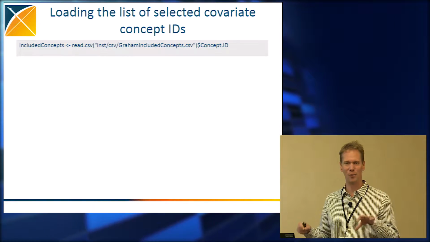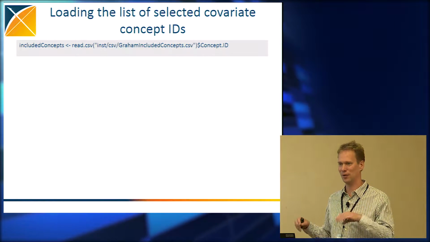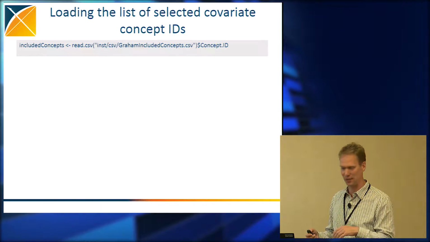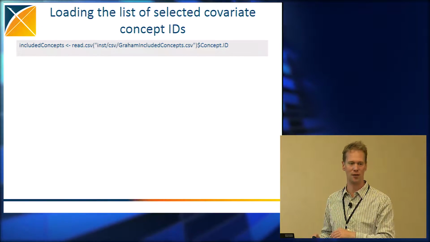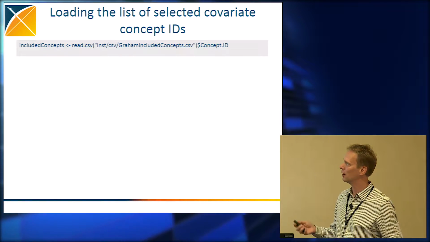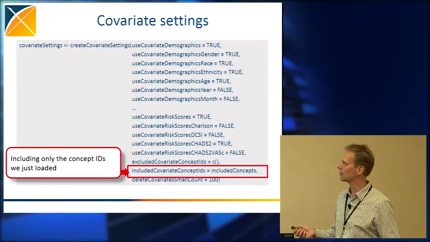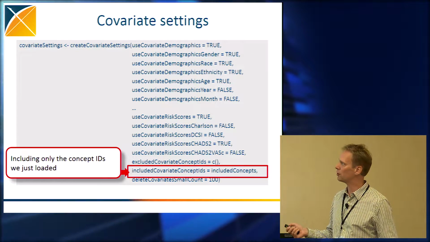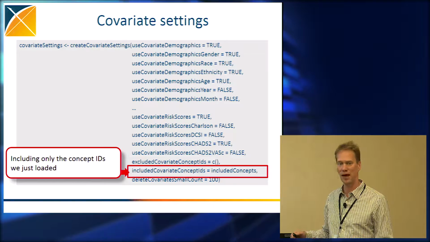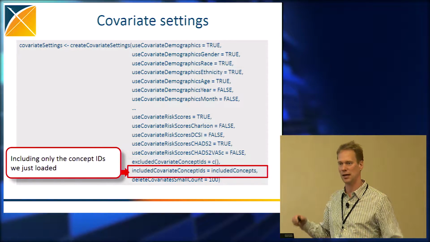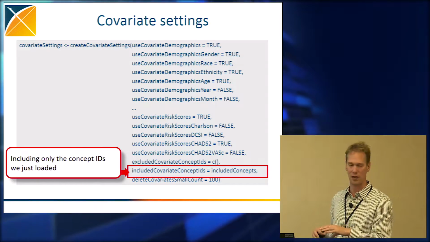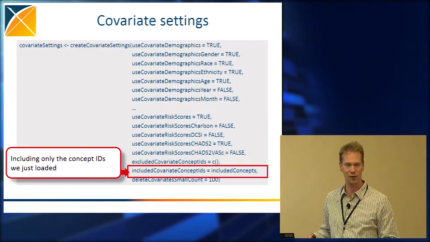This is not normally the way that we work. We normally just use all covariates, but in order to reproduce what Graham did, you'll need to have a list of all the concepts that he used to create covariates. So we need to load those into an R vector. And then we need to call a function called createCovariateSettings that tells the package which covariates to construct. And this is actually the bit that is not part of the CohortMethod package itself, but is part of this FeatureExtraction package that Patrick already alluded to.